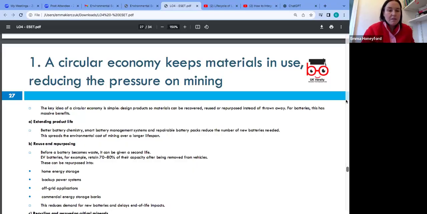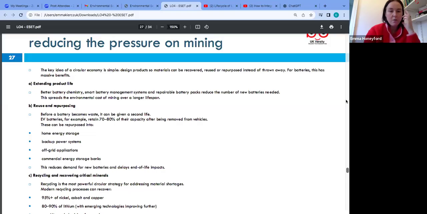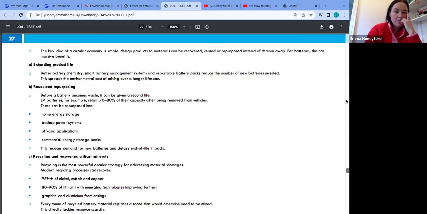So reuse and repurposing. Before a battery becomes waste, it can be given a second life. EV batteries, for example, retain 70 to 80% of their capacity after being removed from vehicles. So just having an awareness of this, of how we can reuse and repurpose.